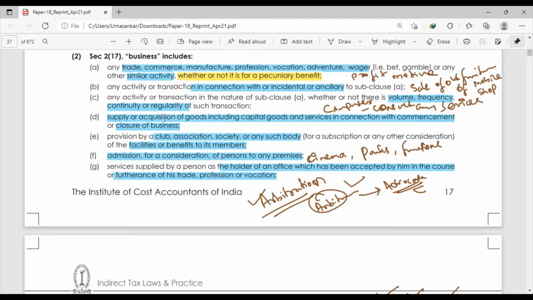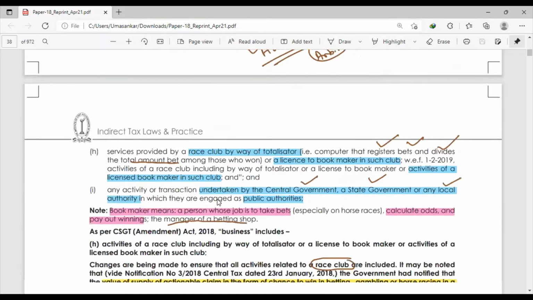Then provision by a club, association, or society of facilities and benefits to its members. Next, admission for a consideration of persons to any premises, like an amusement park, cinema, etc. Then services by the holder of an office which has been accepted by him in the course or furtherance of his trade, profession, or vocation. For example, under the Arbitration Act, the arbitrator is a person. The position of the arbitrator is held by an advocate, so this also comes under business. These are two of the most important definitions.